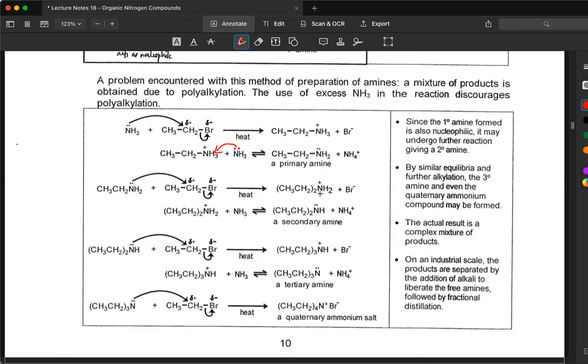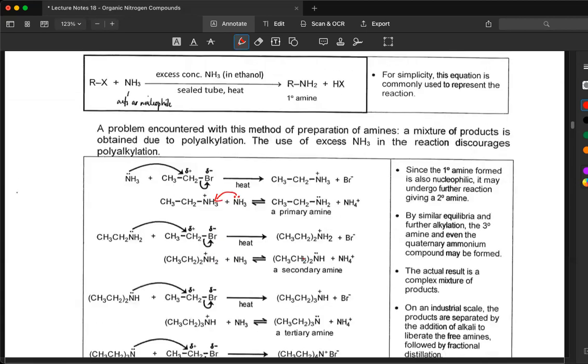Okay, so by similar equilibrium and further alkylation, eventually you have the tertiary amine and even the quaternary ammonium compound may be formed. Okay, so you have this one, continue attack, release, form back secondary amine, attack, release, then you form the tertiary amine, and then this attack, release, you form the quaternary ammonium salt. So the actual result will be a complex mixture of products.